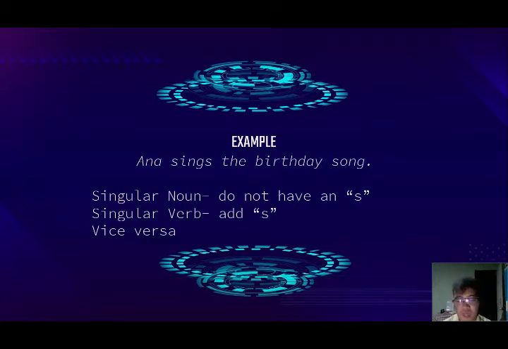Usually, our singular noun doesn't have an S, and our plural noun might contain an S. If it's a singular noun, the verb must also be singular, so it should have an S. Like this one: Anna is singular, then the verb is singular. So you must have an S on a verb to determine that it is singular and agrees with the subject. Okay, this is only one of the basic rules, the first rule in subject-verb agreement.